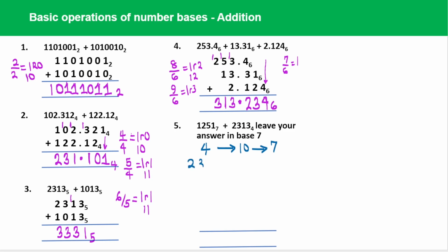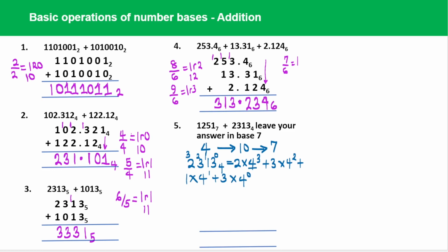That will be 2, 3, 1, 3 base 4. So what we do is to begin by assigning powers of 0, 1, 2, and 3. Then the next step will be to expand this. 2 times 4 raised to power 3, plus 3 times 4 raised to power 2, plus 1 times 4 raised to power 1, plus 3 times 4 raised to power 0.